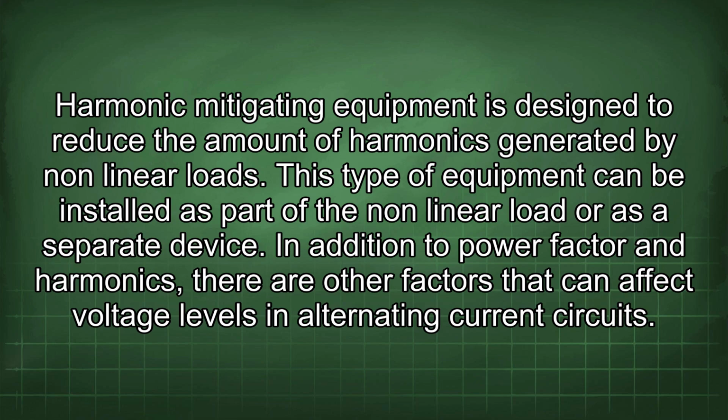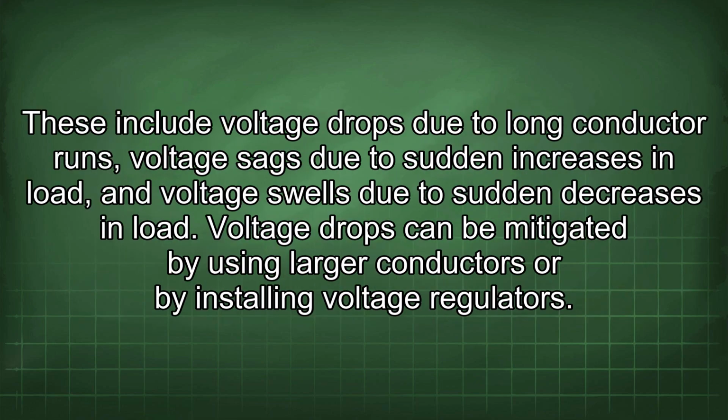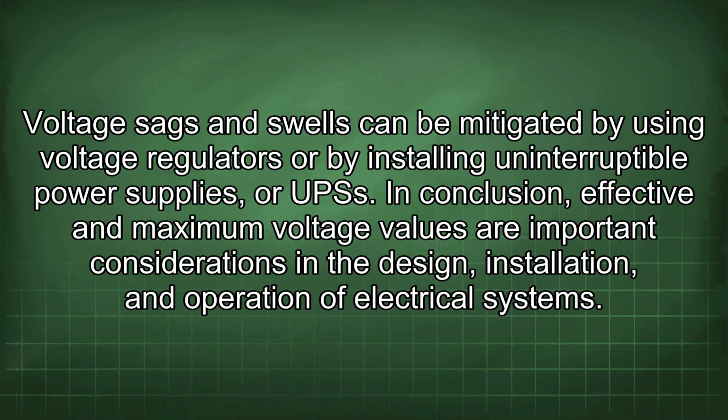In addition to power factor and harmonics, there are other factors that can affect voltage levels in alternating current circuits. These include voltage drops due to long conductor runs, voltage sags due to sudden increases in load, and voltage swells due to sudden decreases in load. Voltage drops can be mitigated by using larger conductors or by installing voltage regulators. Voltage sags and swells can be mitigated by using voltage regulators or by installing uninterruptible power supplies, or UPSs.